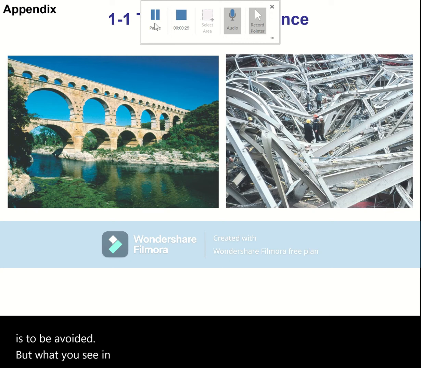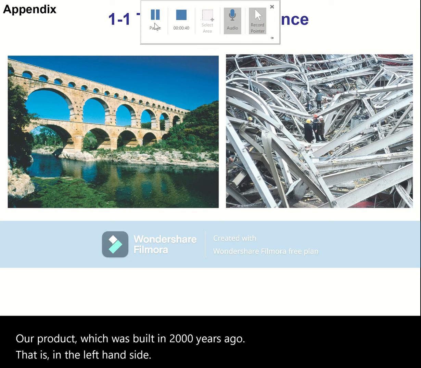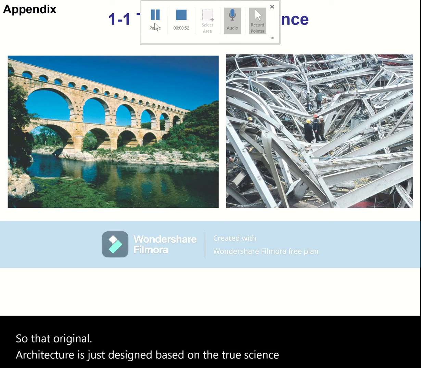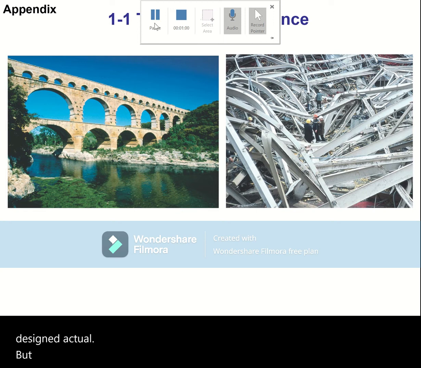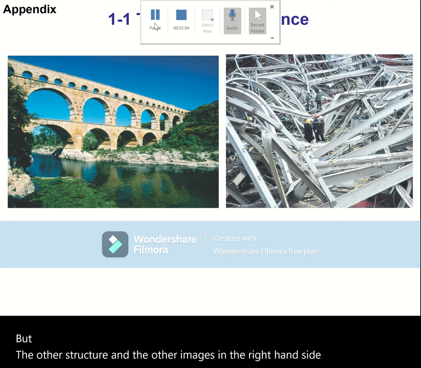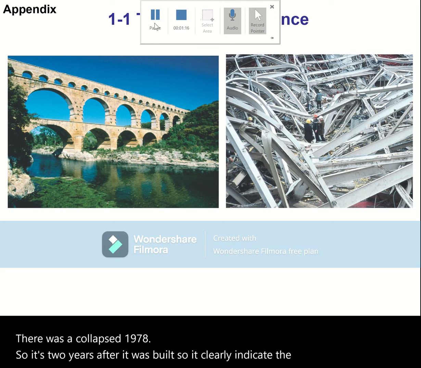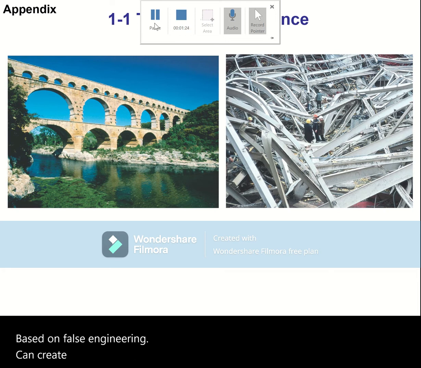What you see in this picture is the Roman aqueduct, which was built 2,000 years ago. That is on the left hand side, and it was just a steel stand. So the original architecture is designed based on true science and really well designed infrastructure. But the other structure in the right hand side shows the Hartford Civic Center that collapsed in 1978, just 2 years after it was built.